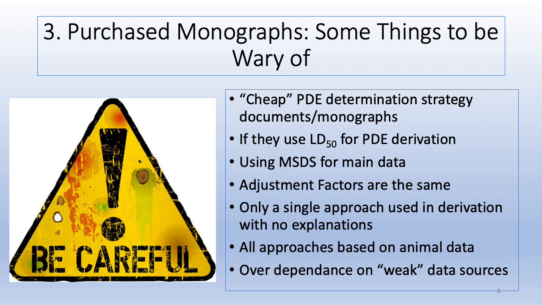Cheap monographs, small ones, 1 or 2 pages, might prove to be more costly in the long run, as the regulator might actually see right through this. One thing that you should also look out for, if you get a monograph and they are using LD50 for the derivation of PDE, that's a red flag.